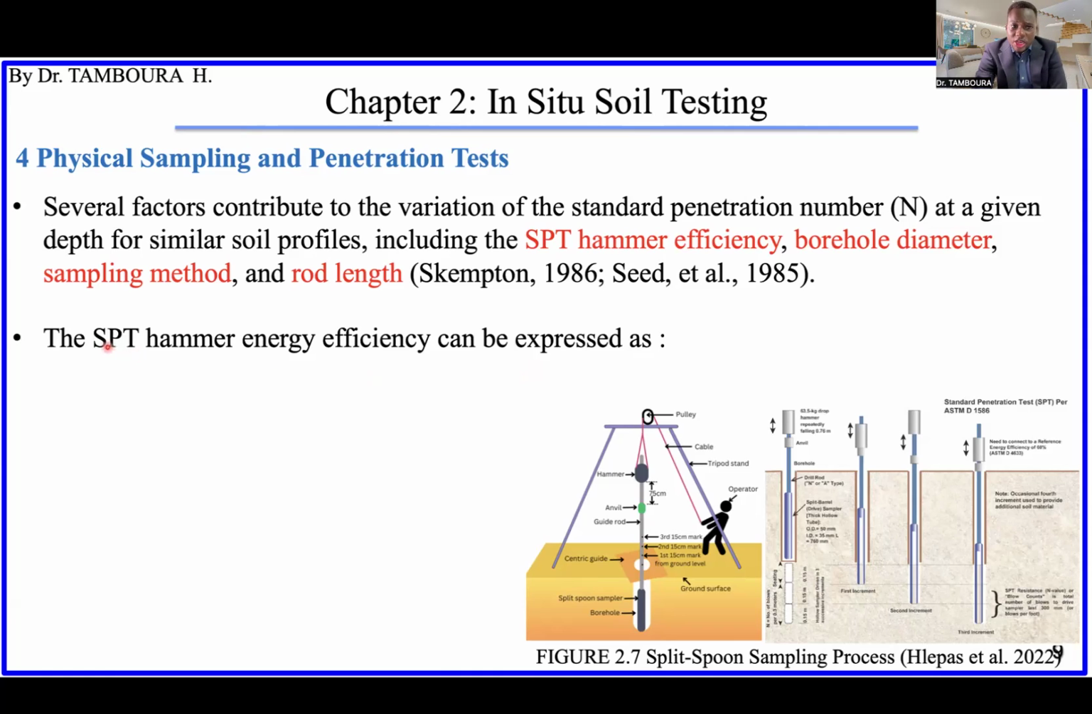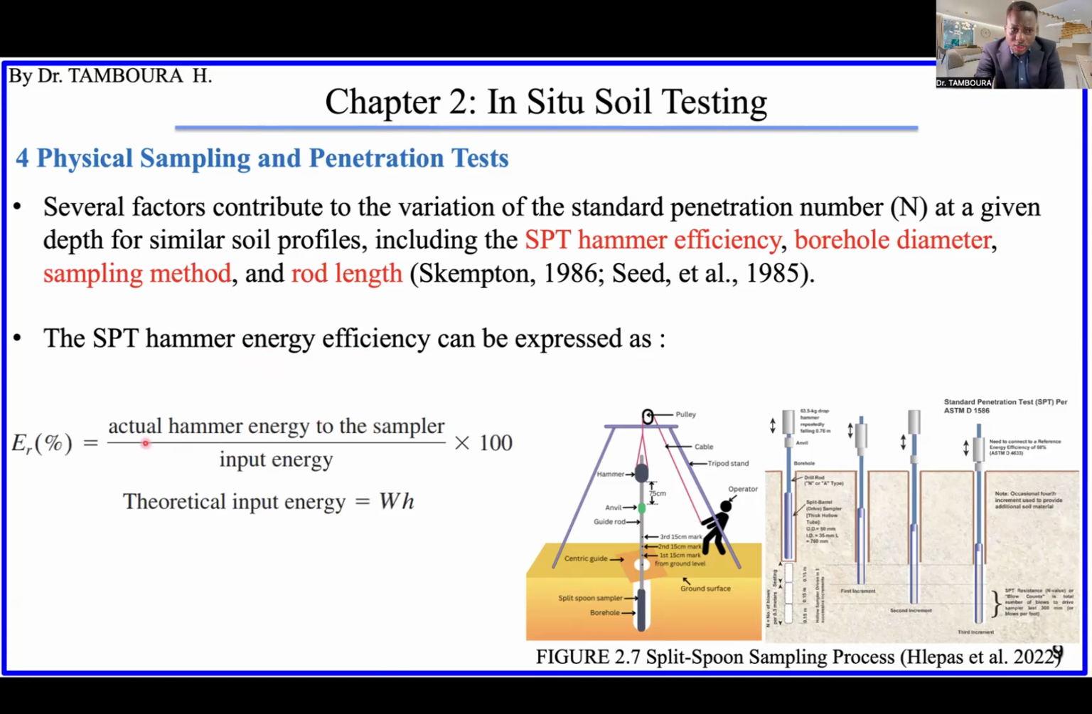Okay, as for the SPT hammer energy efficiency, this one, the first one listed here. Okay, I hope you understand the meaning of this. It means for the same soil, same profile of soil, if these are not the same, you will not get the same N-value, despite you have the same soil profile. Okay, the SPT energy efficiency is given by this formula.